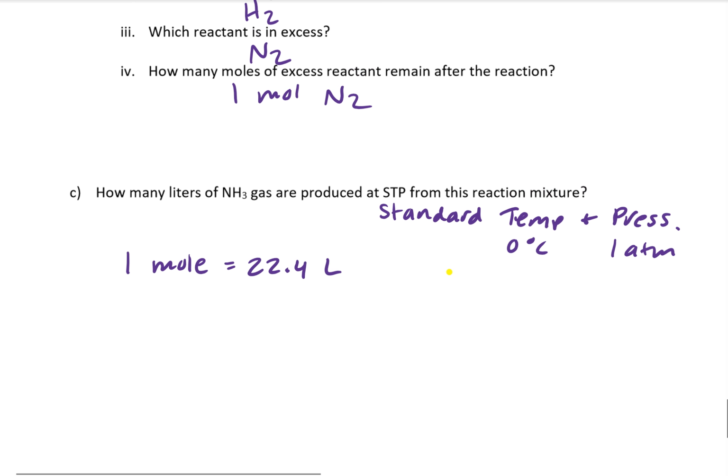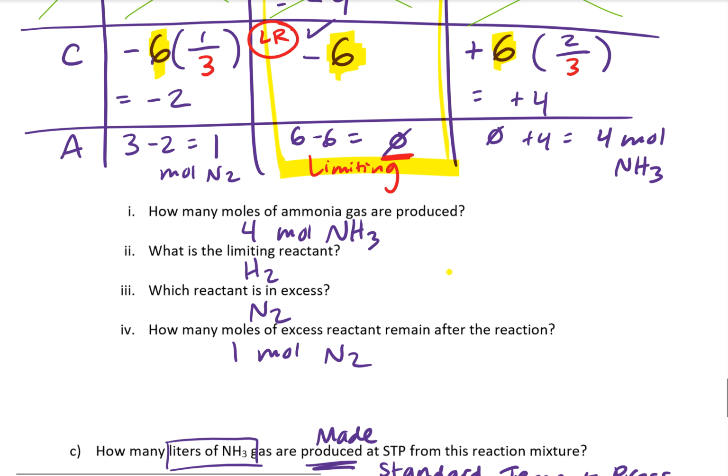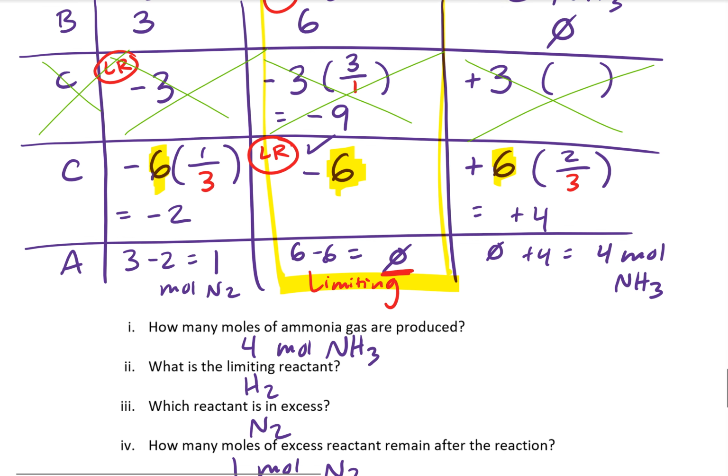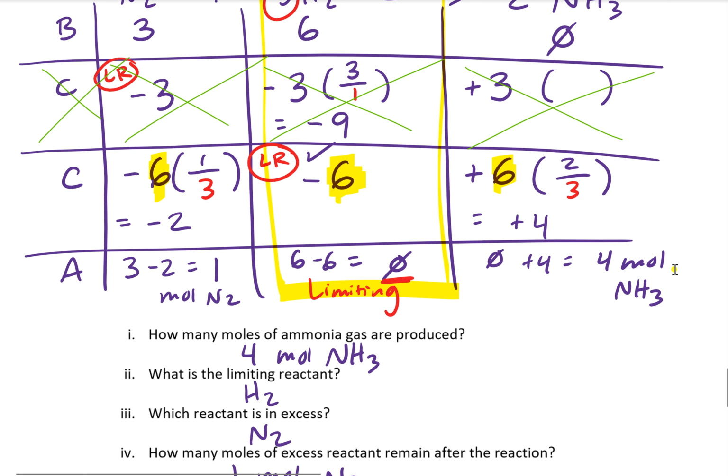So we want to solve for liters of NH3 that are produced. How much is made? We'll look at your BCA table. How much is made of ammonia? We're making 4 moles of ammonia.